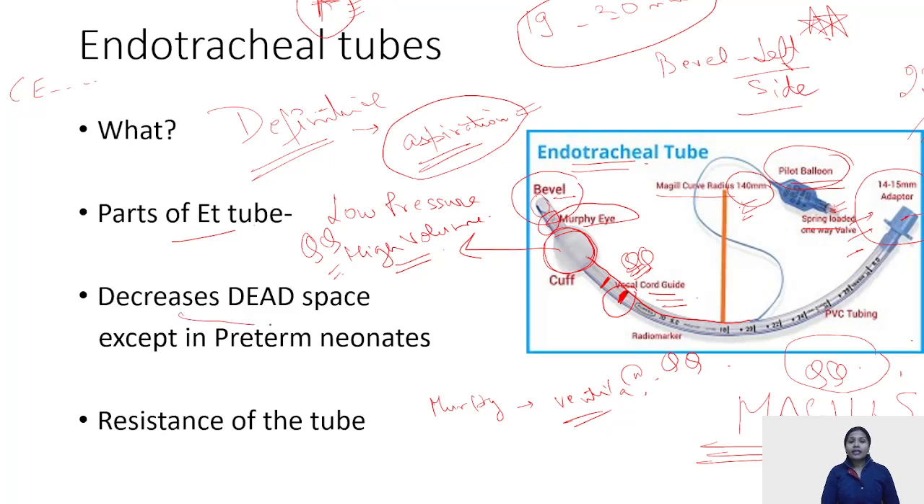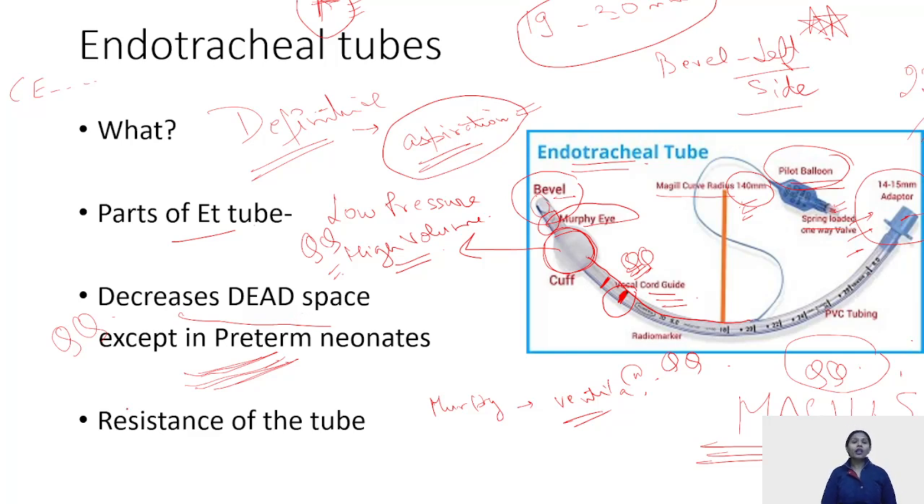Endotracheal tubes decrease the dead space, except in preterm neonates. This exception is asked, and the reason for the exception is asked. The reason is that in preterm neonates, the length of the tube is more than required. That is why the dead space sometimes increases in preterm neonates. Of course, there is one solution to it. We can cut the length of the tube in certain cases.